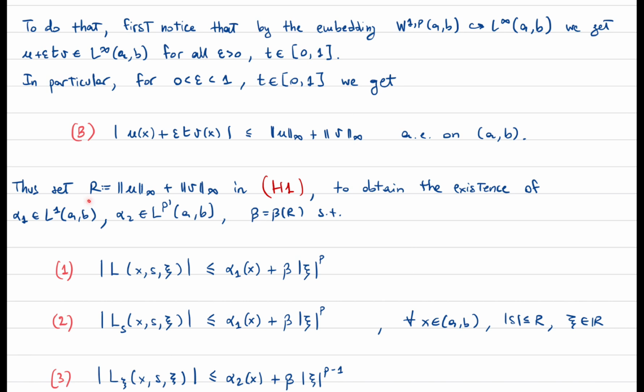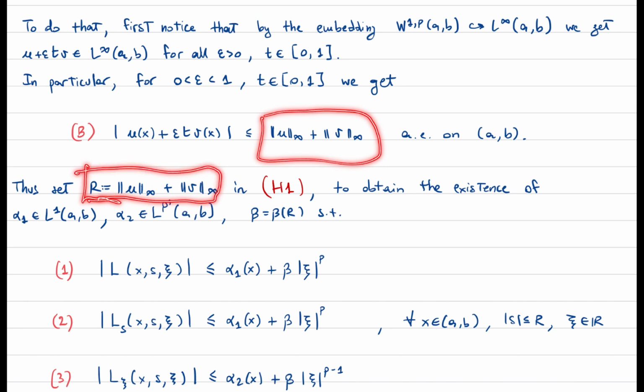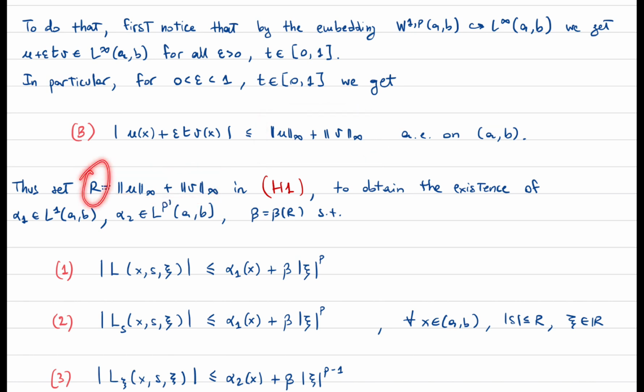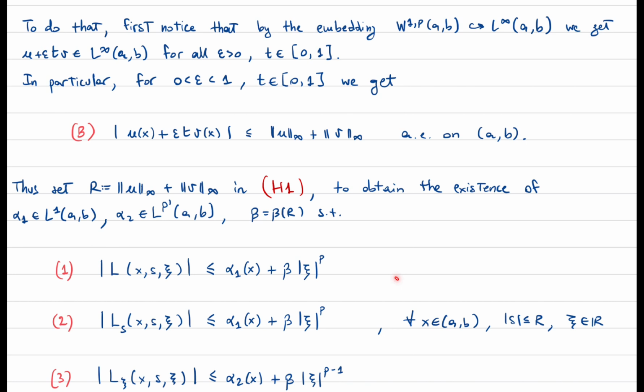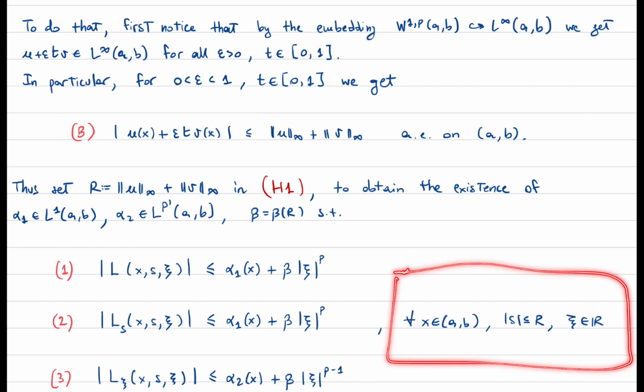Therefore, we can just choose R to be this constant here, so the sum of the two norms. R is the constant in H1. And so we obtain the existence of alpha 1 in L1, alpha 2 in L^{p'}, and a constant beta, such that these three estimates hold. So this is just the assumption H1. And these three hold for all these values here, so for any x, any xi, and any s between minus R and R.